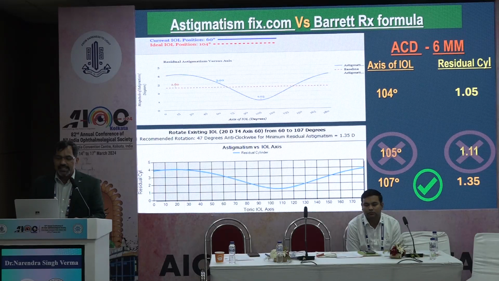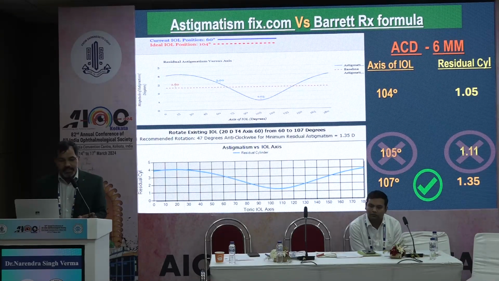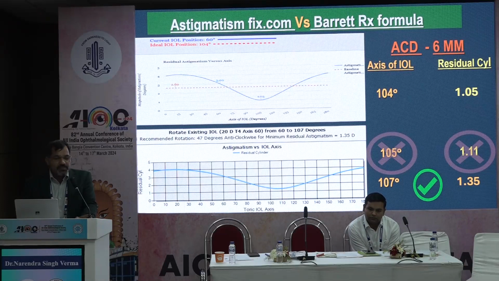If I increase the ACD from 3 to 6 millimeter, as a hypothetical case, there will be no change in the astigmatismfix new axis and residual, because it is not considering ACD. But in Barrett, previously it was 105, now it is 107, and the residual increases from 1.11 to 1.35. So the axis rotation is changed by 2 degree. This is due to the ACD. These parameters are not included in astigmatismfix.com, but they are included in Barrett.